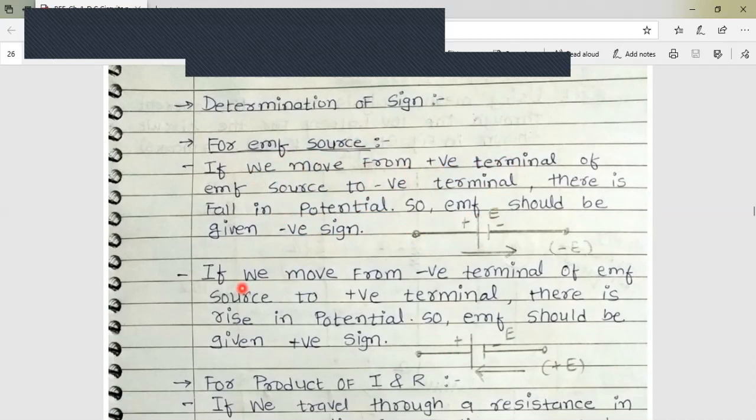Vice versa, if we move from the negative terminal of the battery or EMF source to the positive terminal, in the reverse direction, from negative to positive terminal, there is a rise in potential. So there is always an increase in potential. So EMF should be given by a positive sign.